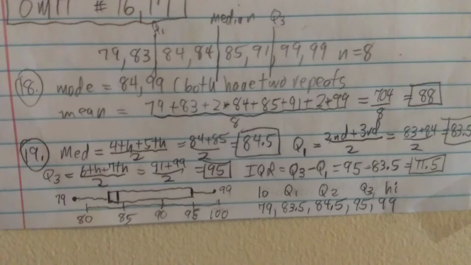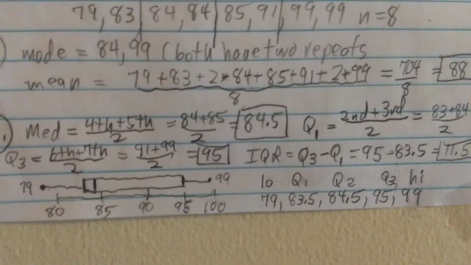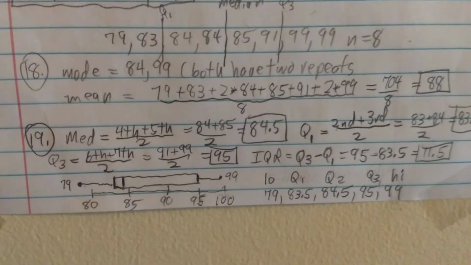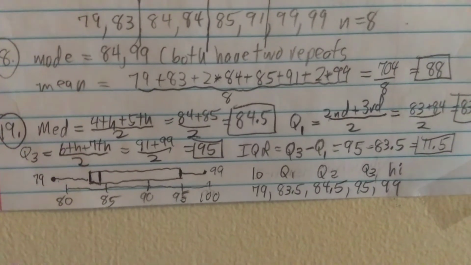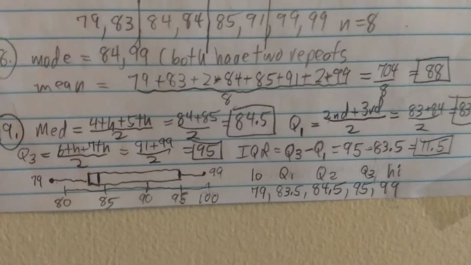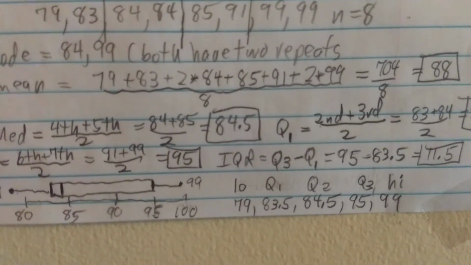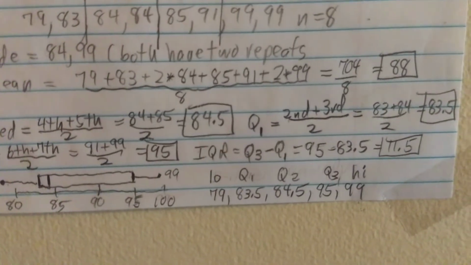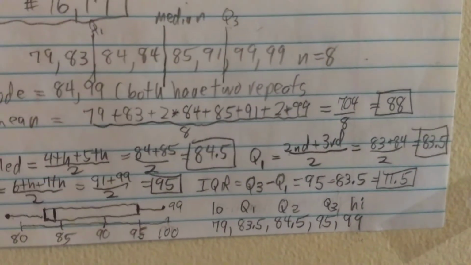So for the mode, 84 repeats twice and 99 repeats twice, so we have a tie, because both have 2 repeats. Now for the mean, we have to add all the numbers up and divide by 8. So 79 plus 83 plus 2 times 84 plus 85 plus 91 plus 2 times 99 is 704 over 8, or a mean of 88.